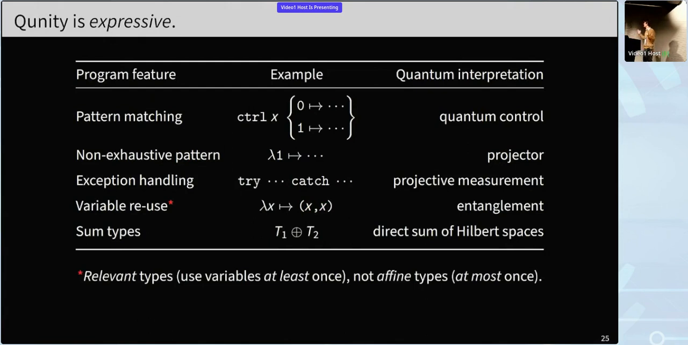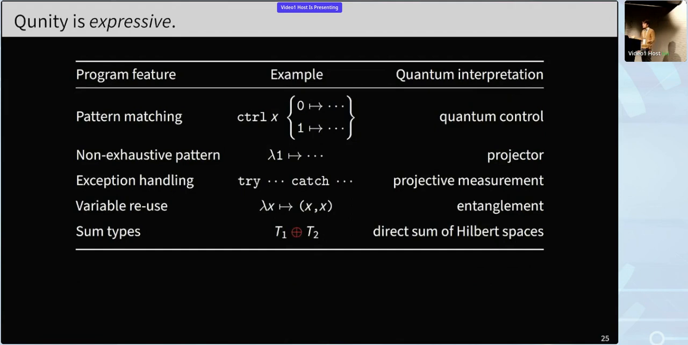So if you're interested in substructural types, this is an interesting point in the design space because we're using relevant types, where variables are used at least once, rather than affine types, where variables are used at most once. We also allow sum types, just for more useful data structures, because you want those in a classical setting. And I guess we have an example in our paper where it's useful in a quantum setting as well.